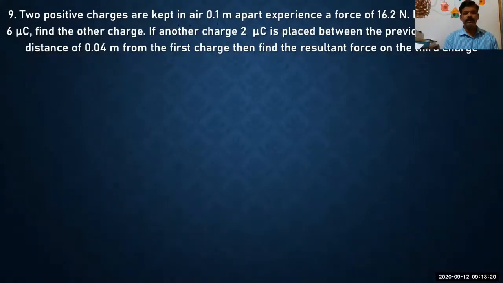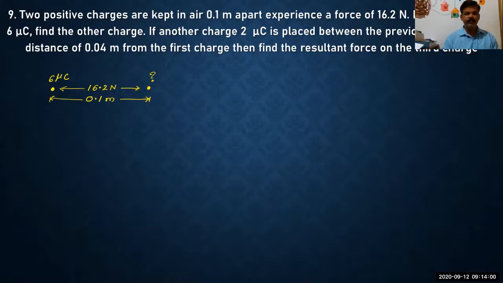Two positive charges are kept in air 0.1 meter apart and experience a force of 16.2 Newton. Okay, so there are two positive charges which are separated by some distance, and they are separated by 0.1 meter. The force between them is 16.2 Newton. If one charge is 6 microcoulomb, then we need to find what the other charge is.